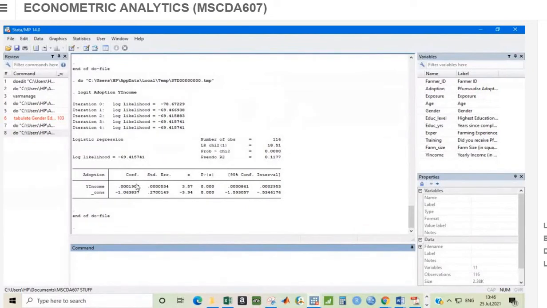In simple terms, this is what it means. The probability will go up by the probability of someone. Remember, we are saying the probability of y is equal to 1 given the xi's. That is the left hand side for this model. So that probability will go up by this magnitude.